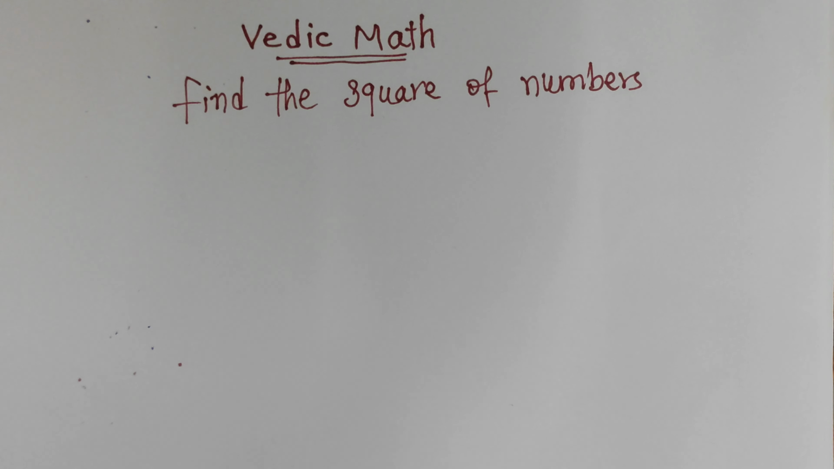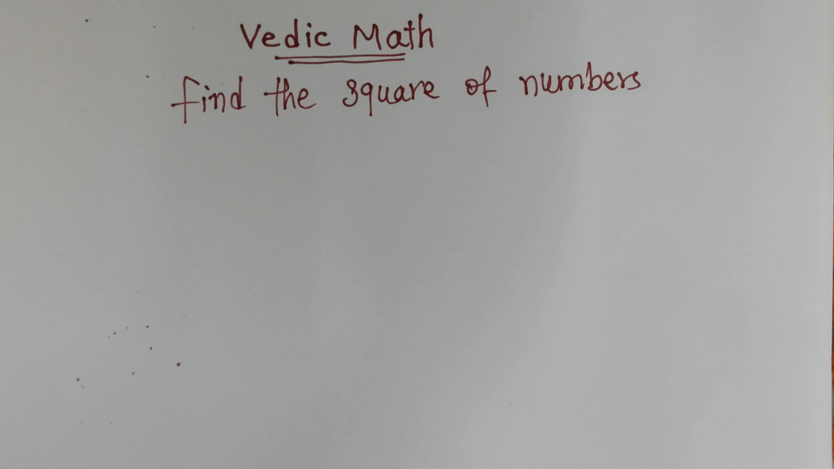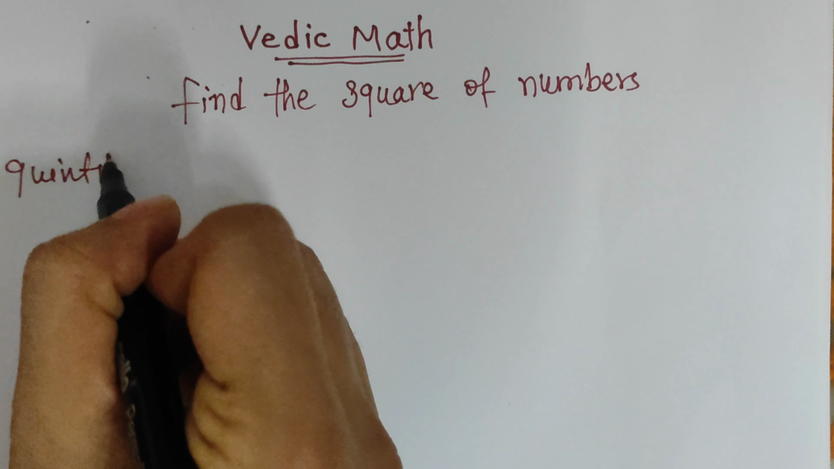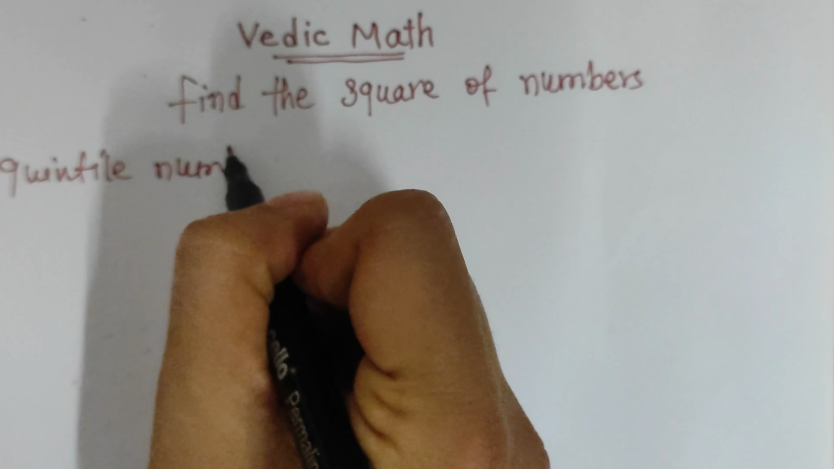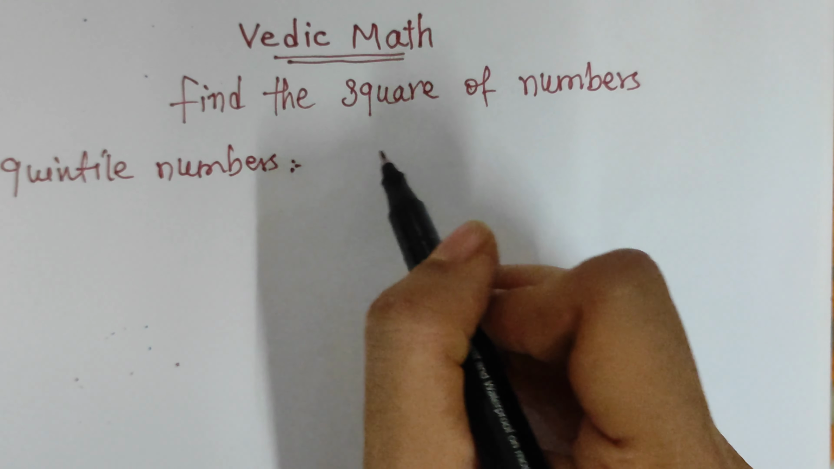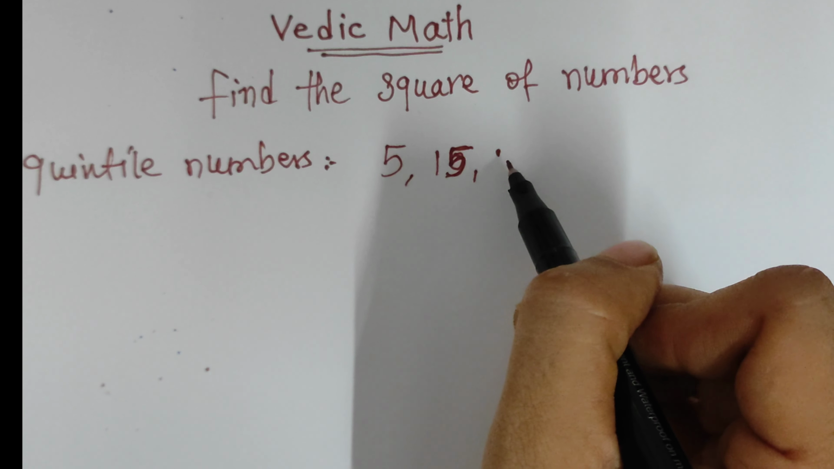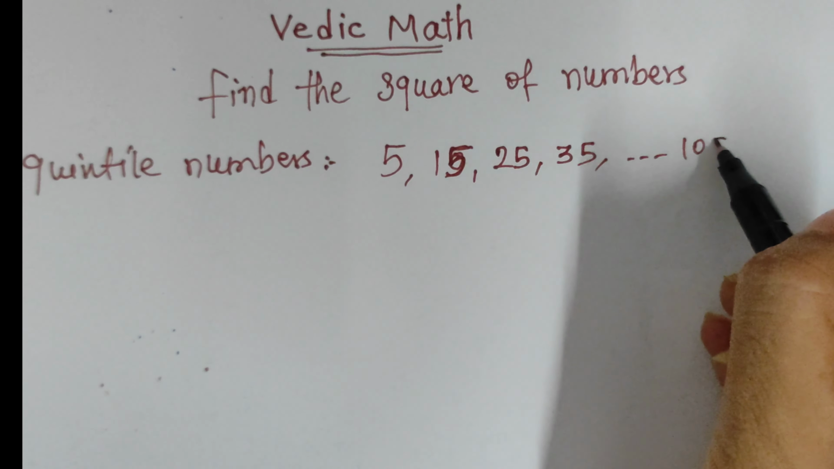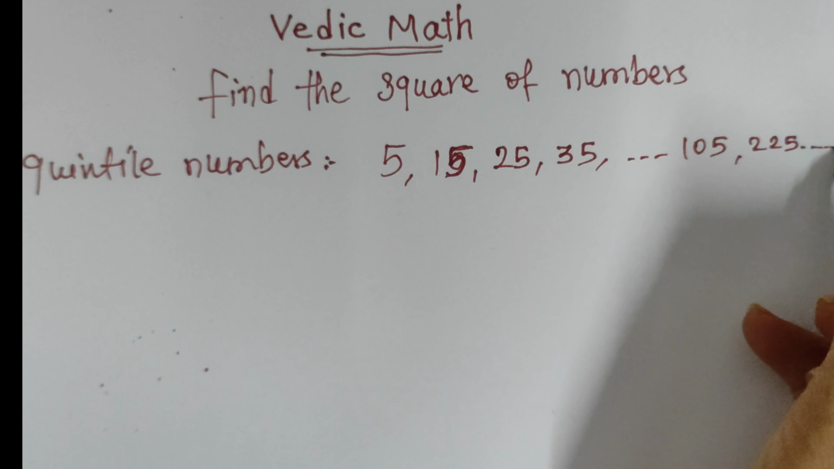The first method is the square of numbers ending in 5, the 50 sankhya's square. Numbers whose unit digit is 5 are called quantile numbers. For example, numbers whose unit digit is 5, like 25, 35, 105, 225 and so on.